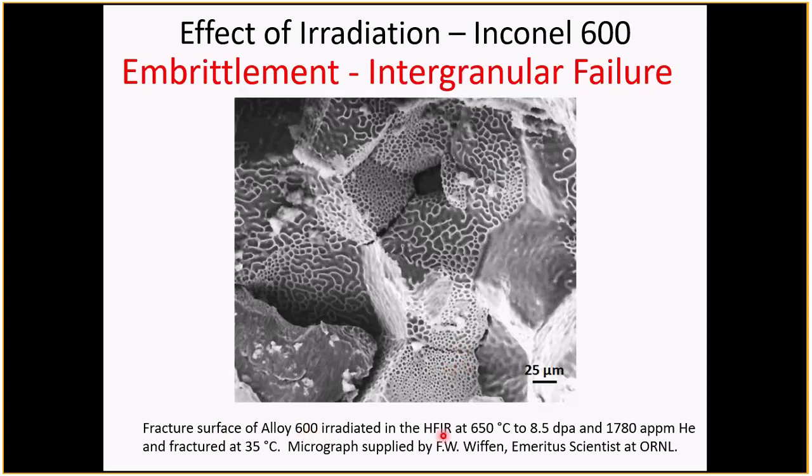Anyways, this is the fracture surface after material had been irradiated in the High Flux Isotope Reactor at Oak Ridge National Laboratory, 650 degrees C to pretty low dose actually, 8 dpa, but it has 1800 appm of helium generated. It was fractured at essentially room temperature, ambient temperature in the cell. It must have been 35 degrees C. Maybe it was a hot summer they had there in Oak Ridge.